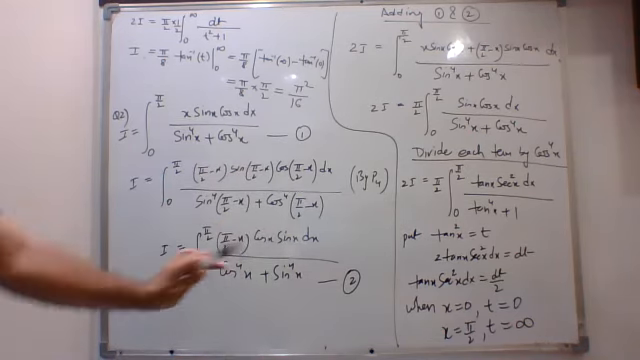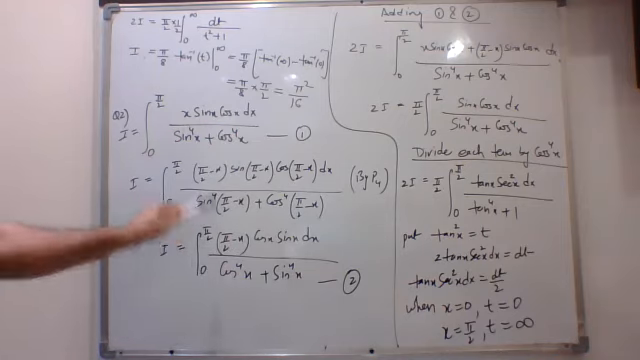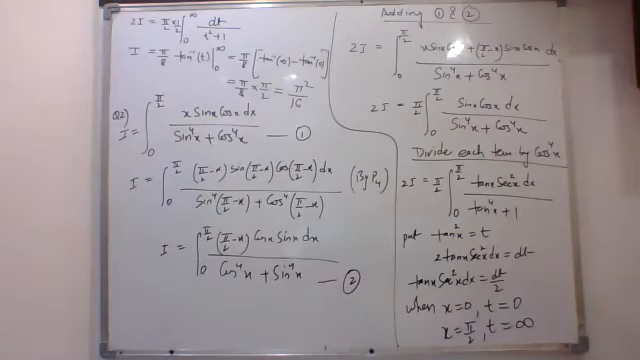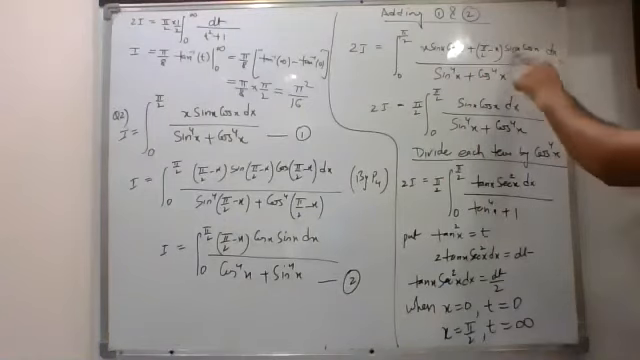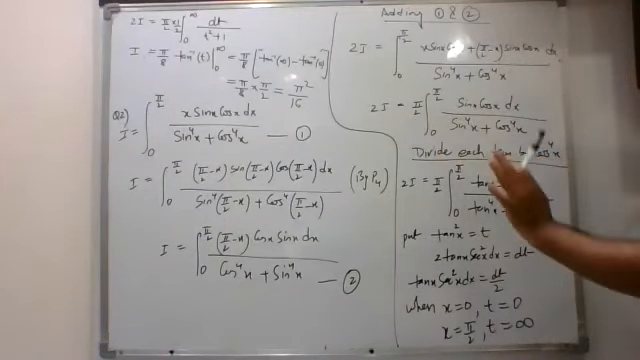We are adding 1 and 2. After adding 1 and 2, you can see that the denominators are the same, so we have to just club the numerators. After clubbing the numerator, you can see that x sin x cos x and minus x sin x cos x will cancel out. After cancellation, you can write this as pi by 2 sin x cos x. So that is what we are left with. I had taken this pi by 2 outside the integral.